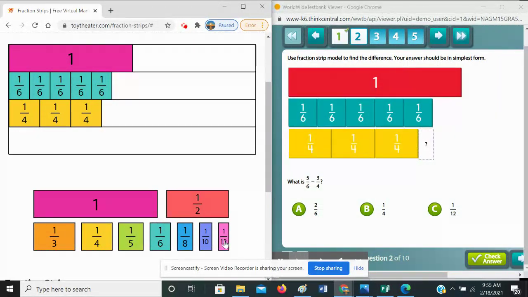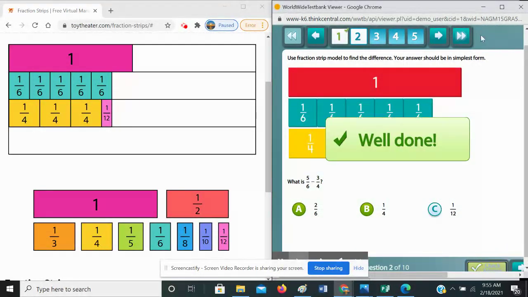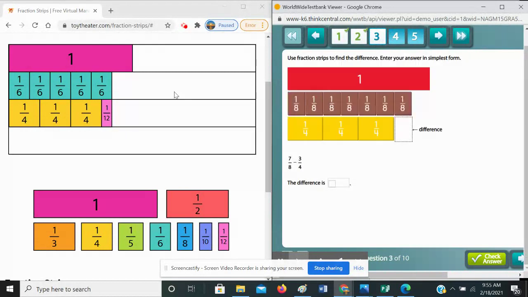Okay, so what I'm looking at now is I could put 1/12 here because 6 and 4, something that relates to them would be the number 12. 4 times 3 is 12, 6 times 2 is 12. And the 1/12 here fits perfectly in the blank spot, the difference between the two fractions. So 5/6 minus 3/4 gives me the difference of 1/12. Okay? And you're going to go through, use your fraction strips just like I've done here.